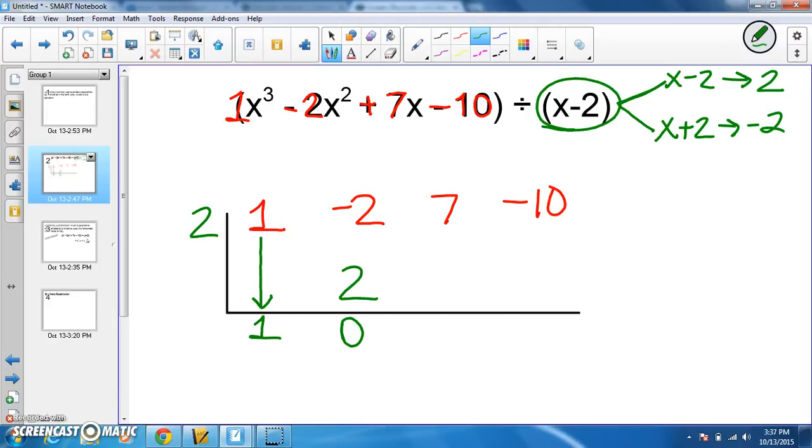So 0 times 2 is 0. Place that in the third column. 7 plus 0 is 7. Then 7 times 2 is 14. Place that in the fourth column. -10 plus 14 is 4. Our last number here is always going to be our remainder.